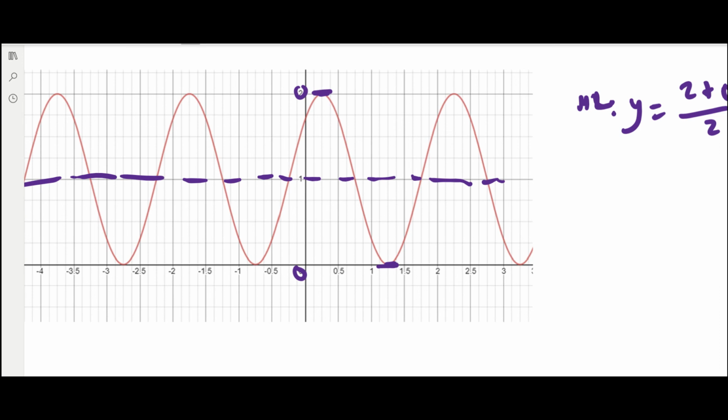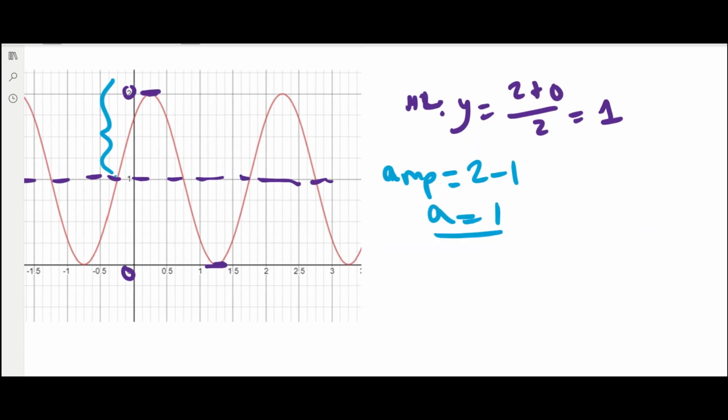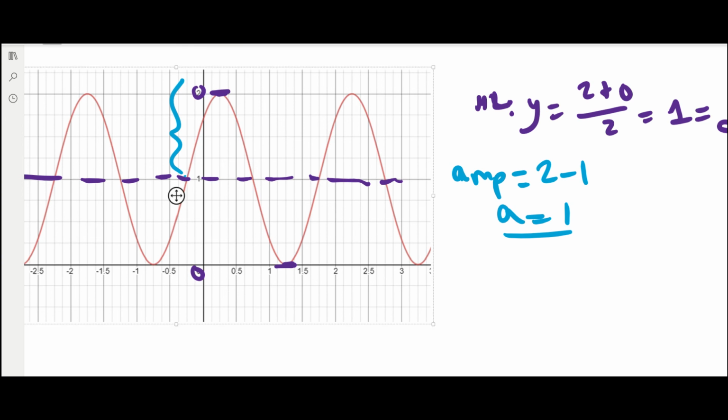And then the amplitude is clearly going to go from 1 to 2, right? So the amplitude is 2 minus 1, which is 1. Okay, so that's my A, which is my amplitude. And then this is my D term. All right, so we got A, we got D, we need to find B and C.